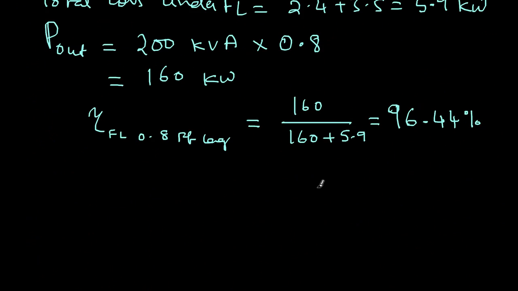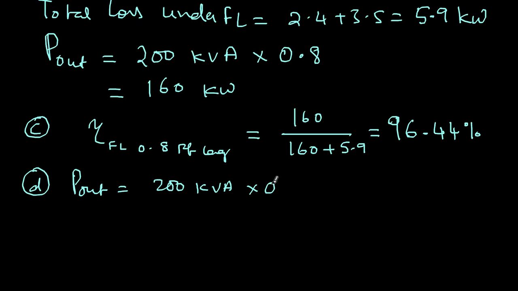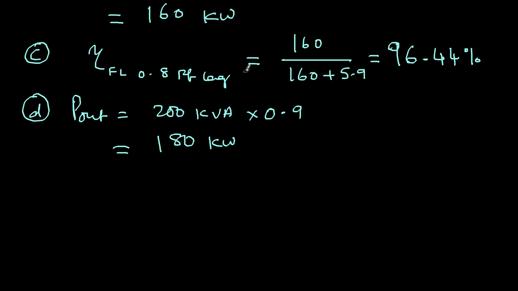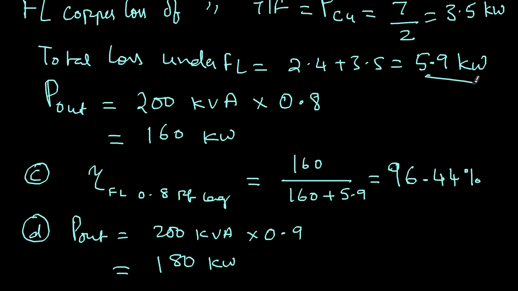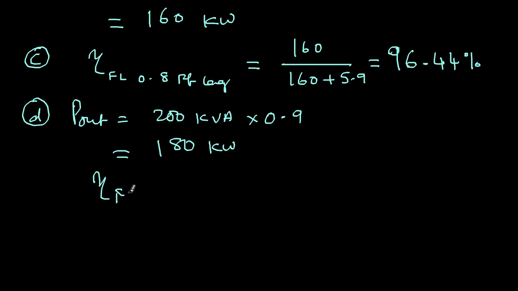So what is the output? This is part C, now part D, what is the power output? 200 kVA, but this time at 0.9 power factor. So therefore 180 kilowatts is the output power, 0.9 into 200. But the losses will still be 5.9 kilowatts during the full load. So therefore, efficiency at full load 0.9 power factor lag will be how much?